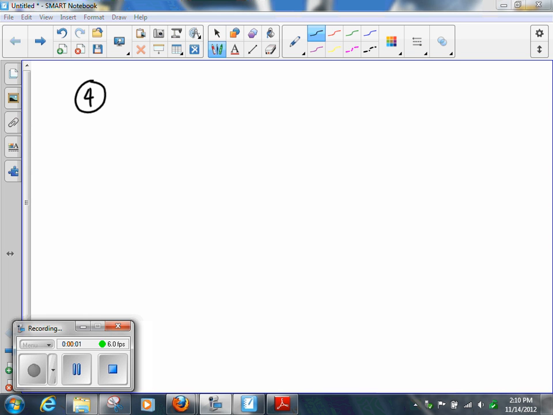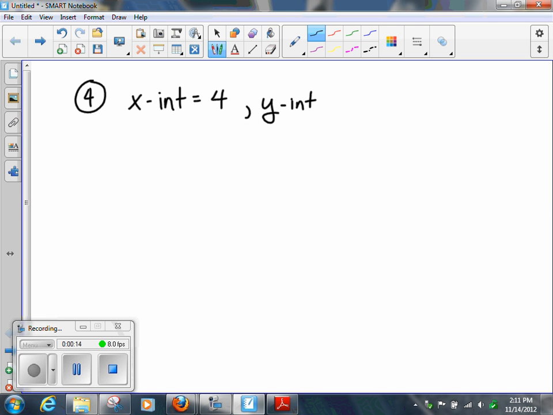Here we go, number 4. It says the line with x-intercept 4 and y-intercept -2. Is that right? Okay, slope-intercept form, which is y equals mx plus b.